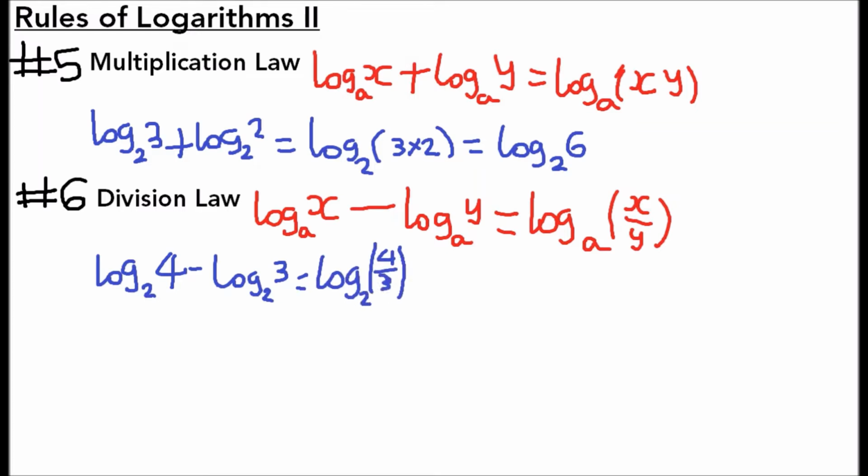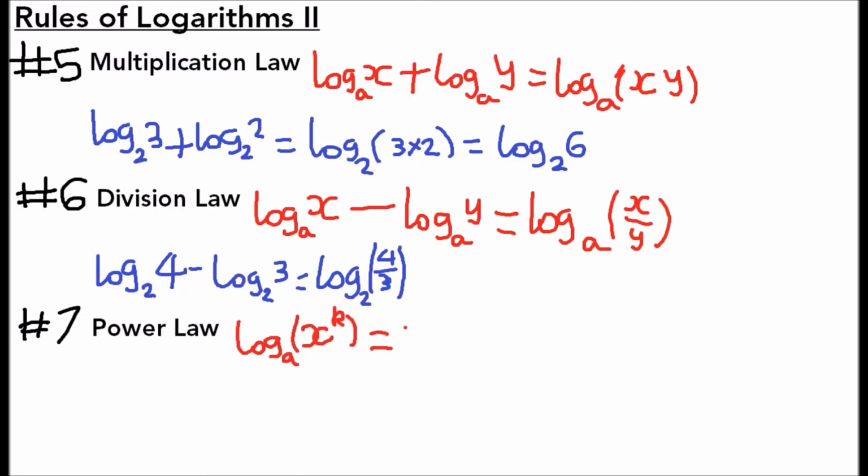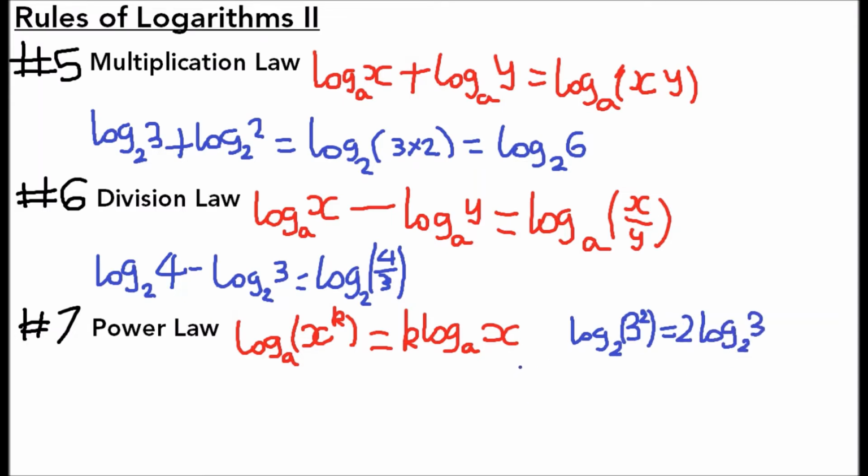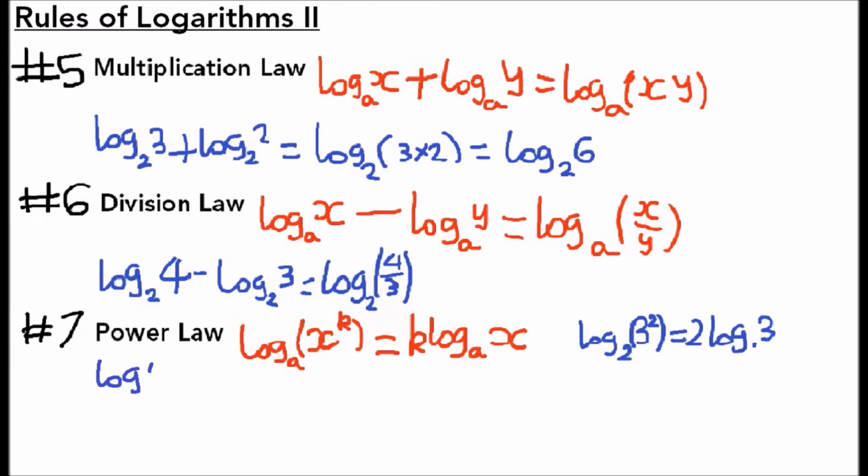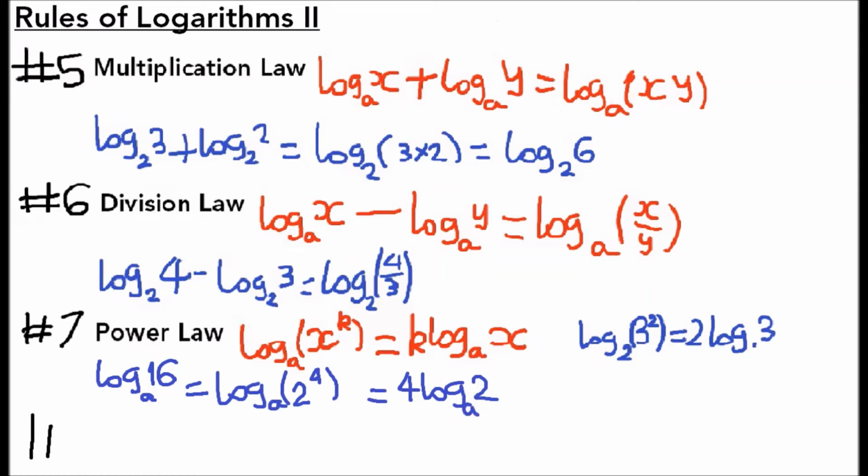Okay, so now we're going to look at the power law. Log x to the power of k to base a is k log x to base a. Now, for example, log 3 squared to base 2 would just be 2 log 3 to base 2. The power doesn't always have to show. For example, you could write log 16 to base a as 4 log 2 to base a. And this is because 2 to the power of 4 is 16.